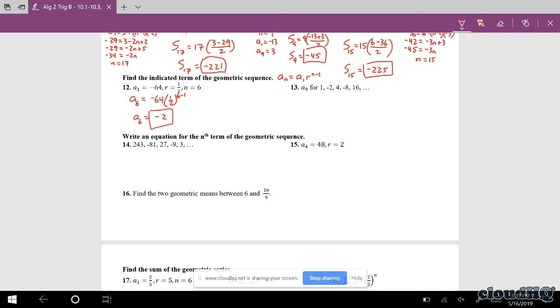On this one, we're looking for the 9th term. First term is 1. Looks like we're multiplying by -2. So that's to the power of 9 minus 1, which is 8. So -2 to the power of 8. 256 times 1 is 256.